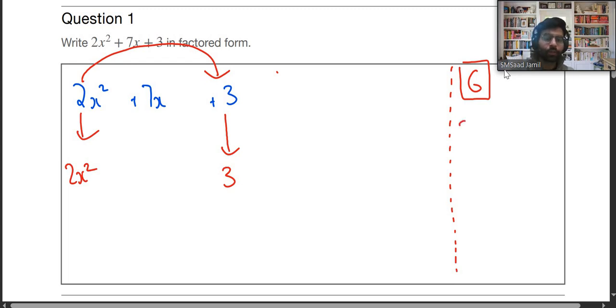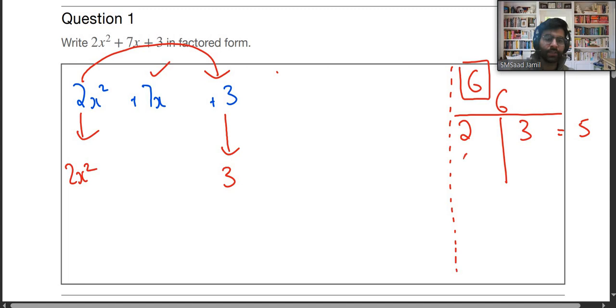So look, for example, I can say I will write 6 over here. 2 multiplied by 3 is 6. But if I add 2 and 3 I get 5. I do not want 5. I want 7, the middle number. That's why it's called breaking of the middle term.